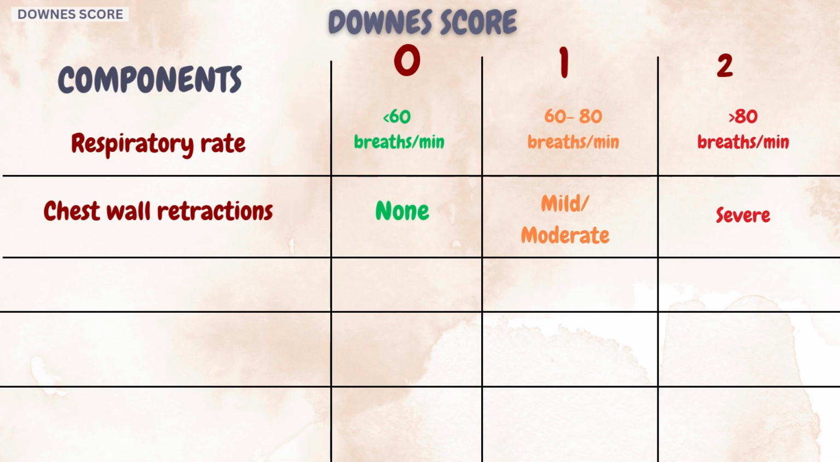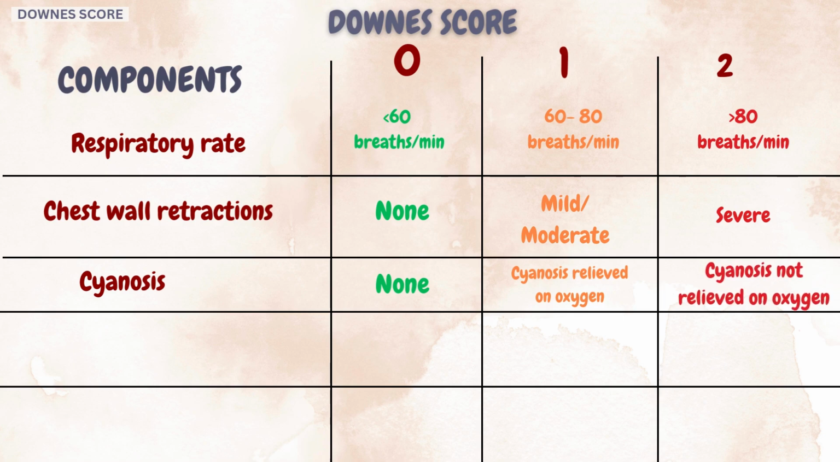Then comes cyanosis. If the newborn is acyanotic or there are no signs of cyanosis observed, score 0 will be given. If cyanosis, whether central or peripheral, gets relieved by administering oxygen, score 1 will be given. If cyanosis is present and is not relieved by administering oxygen, score 2 will be given to that baby.